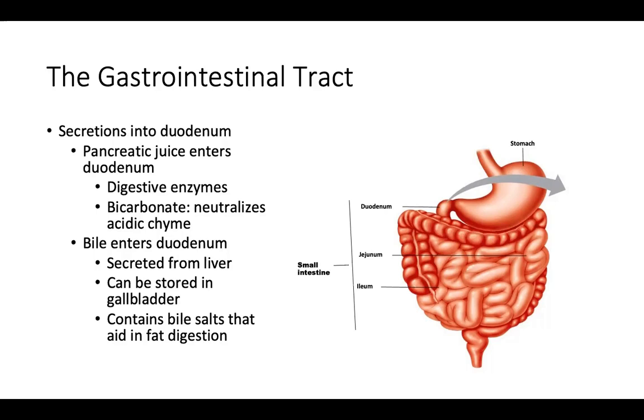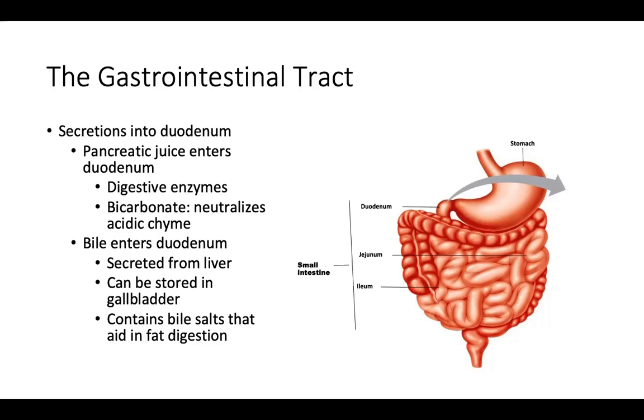Functions of the duodenum. So the duodenum receives secretions from several different glands here. It's receiving pancreatic juice from the pancreas that has digestive enzymes in it. It also has bicarbonate-rich fluid, which helps to neutralize the acidity of that chyme, again, so that we don't start breaking down or digesting our own intestines. So we need that bicarbonate to neutralize the acidity of the contents coming through.